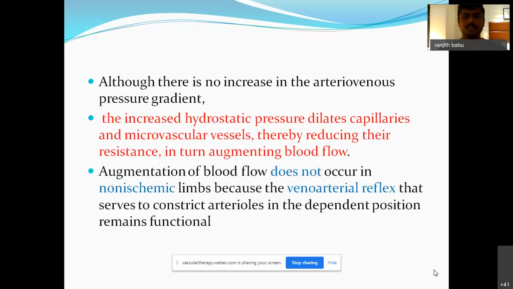The reason behind the increase in arterial perfusion is the increased hydrostatic pressure due to the dilation of the capillaries and microvasculature, thereby reducing the resistance and hence augmenting the blood flow. But this won't occur in the normal non-ischemic limb because of the intact veno-arterial reflex.